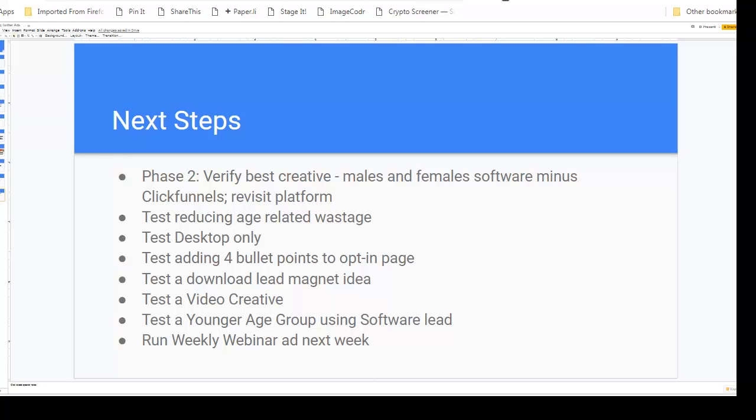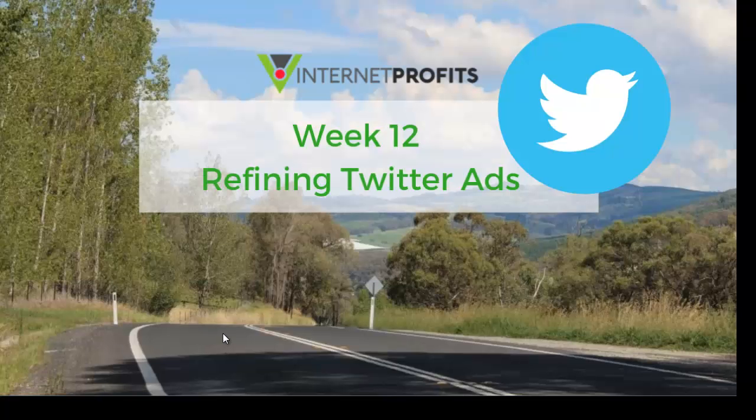So that's the story for week 12. Some good progress, some frustration. I am getting improving cost per click, but disappointing to not getting an improvement in opt-ins.